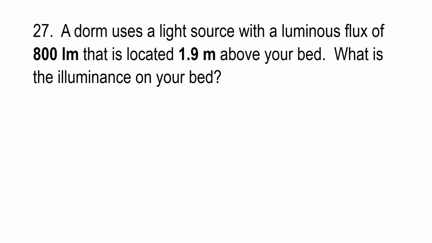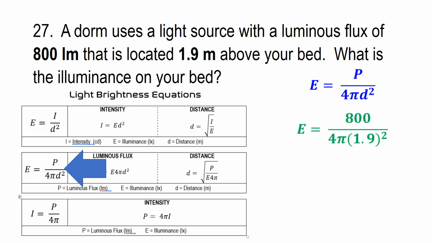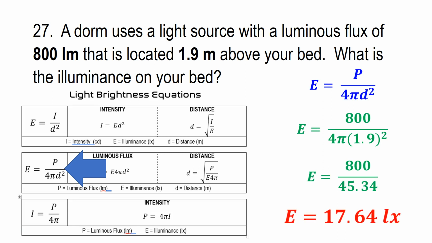A dorm uses a light source with a luminous flux of 800 lumens. It's located 1.9 meters above your bed. What is the illuminance on your bed? So look at our formulas again. We're given luminous flux, we're given a distance, and we're solving for illuminance. So if I look, these formulas have luminous flux, illuminance, and distance all included, and this formula gives me illuminance by itself. The general original formula gives me illuminance. So I plug everything in, simplify the top and the bottom, makes it easier, and then divide to get a final answer.